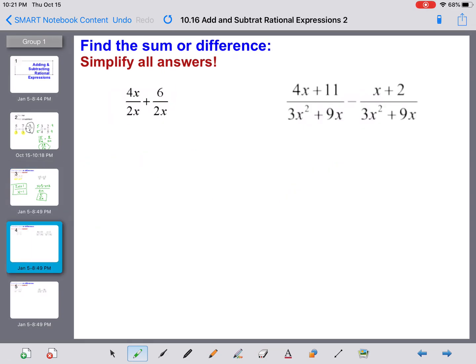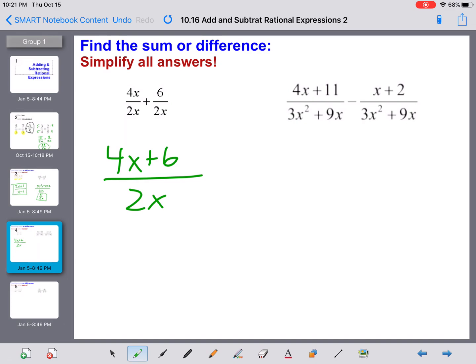Okay, looking at the next one. So we have 4x over 2x plus 6 over 2x. If you already have a common denominator, you don't necessarily need to simplify. You could factor this before if you wanted, but it might be easier just to go ahead, since it's already a common denominator, to go ahead and add those together. So 4x and 6 will not mix because one's a number and another is a variable, but we're still going to get over 2x.